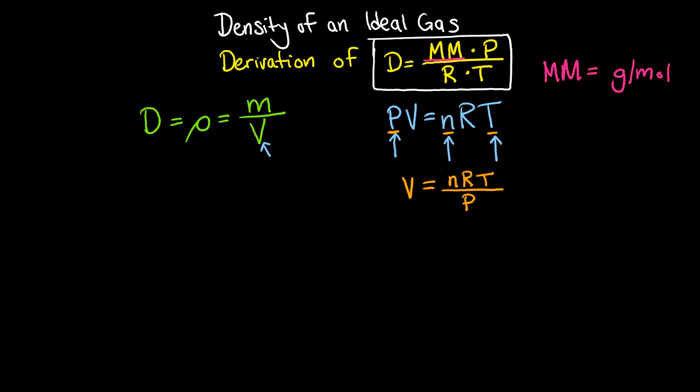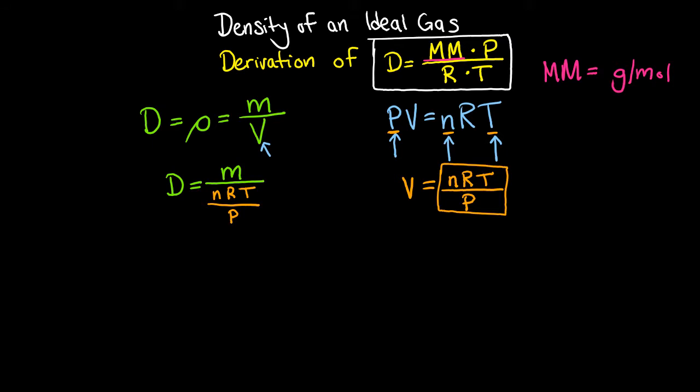Now we're going to substitute nRT over P, which equals V, into the density equation. I will use the symbol D, which is just density. Some people use rho. They're pretty much interchangeable as long as you understand the concept. Density equals mass divided by, and now I'm going to plug in the nRT over P for where V was.